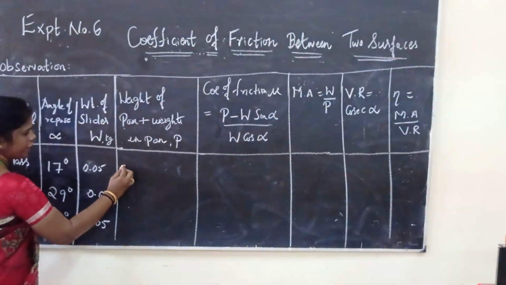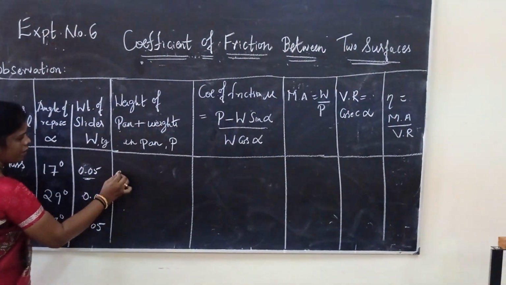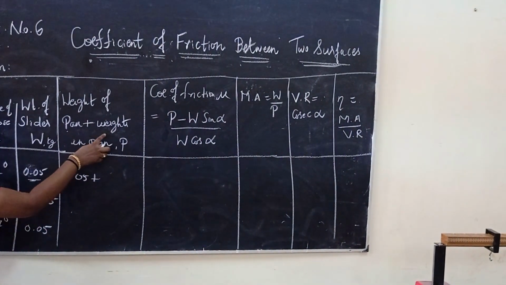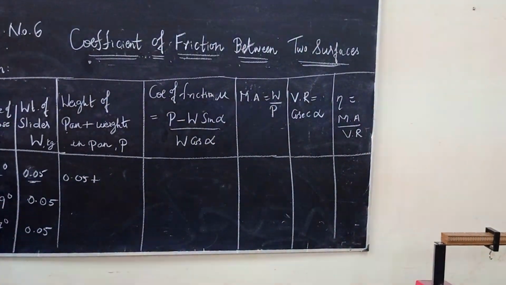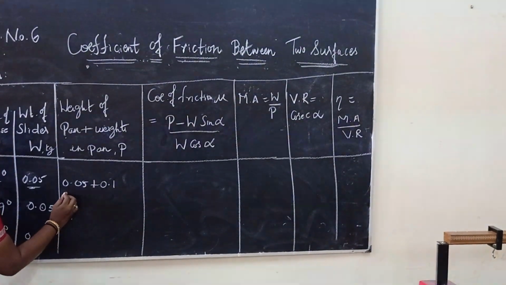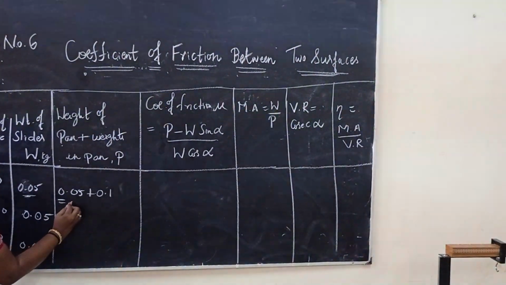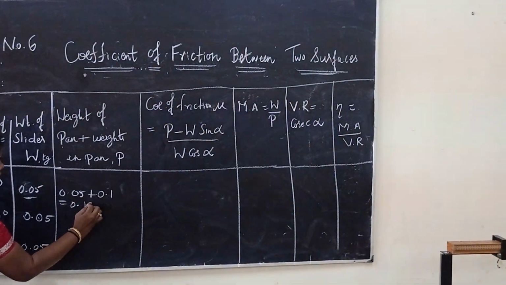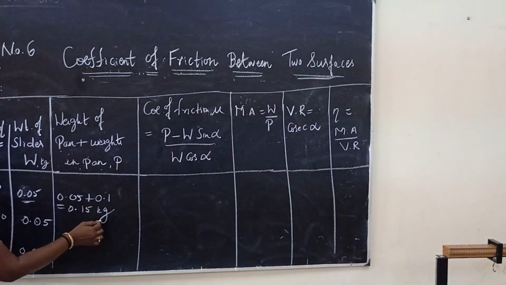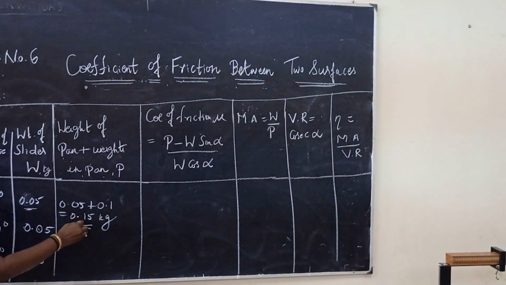Weight of the pan 50 grams நான் பார்த்தோம். ஸோ கேஜி கன்வெர்ட் பண்ணுறேன். 0.05 plus weight added in pan, we had 100 grams. So it is 0.1 kg. So total add பண்ணோம்னா how much? 0.15 kg. So total weight of the pan plus weight of the slider, P ஓட வேல்யூ வந்து 0.15 kg.